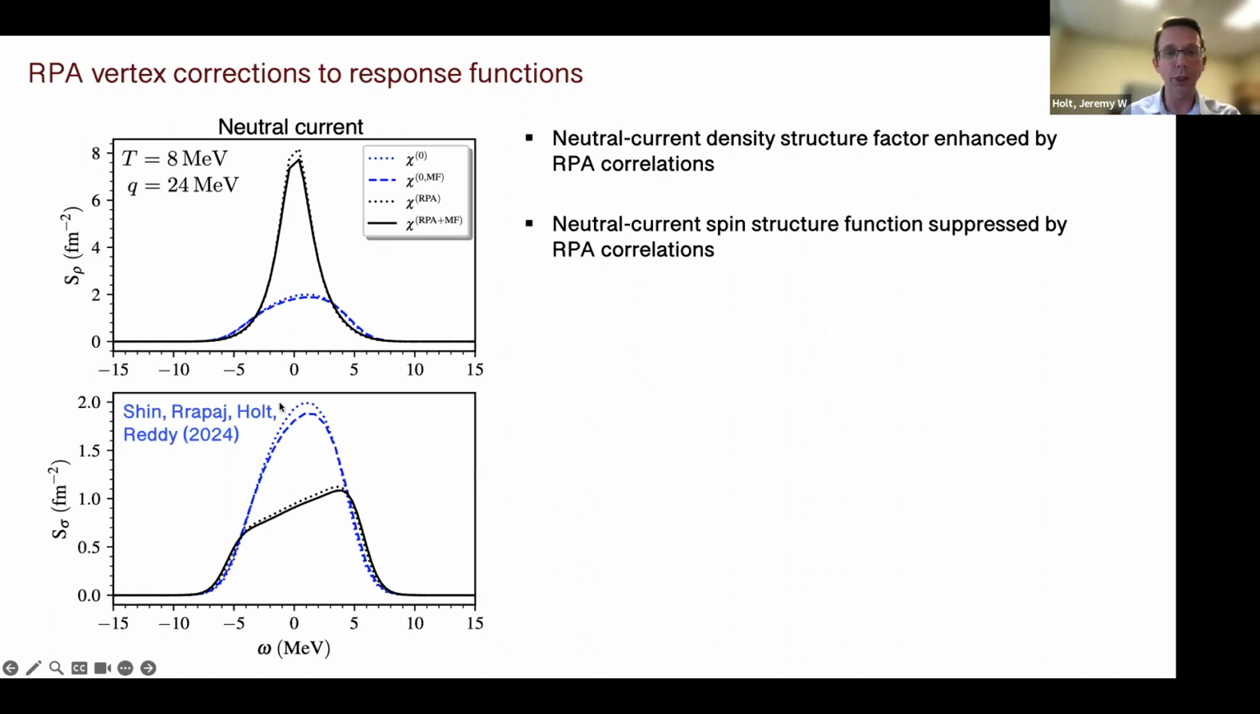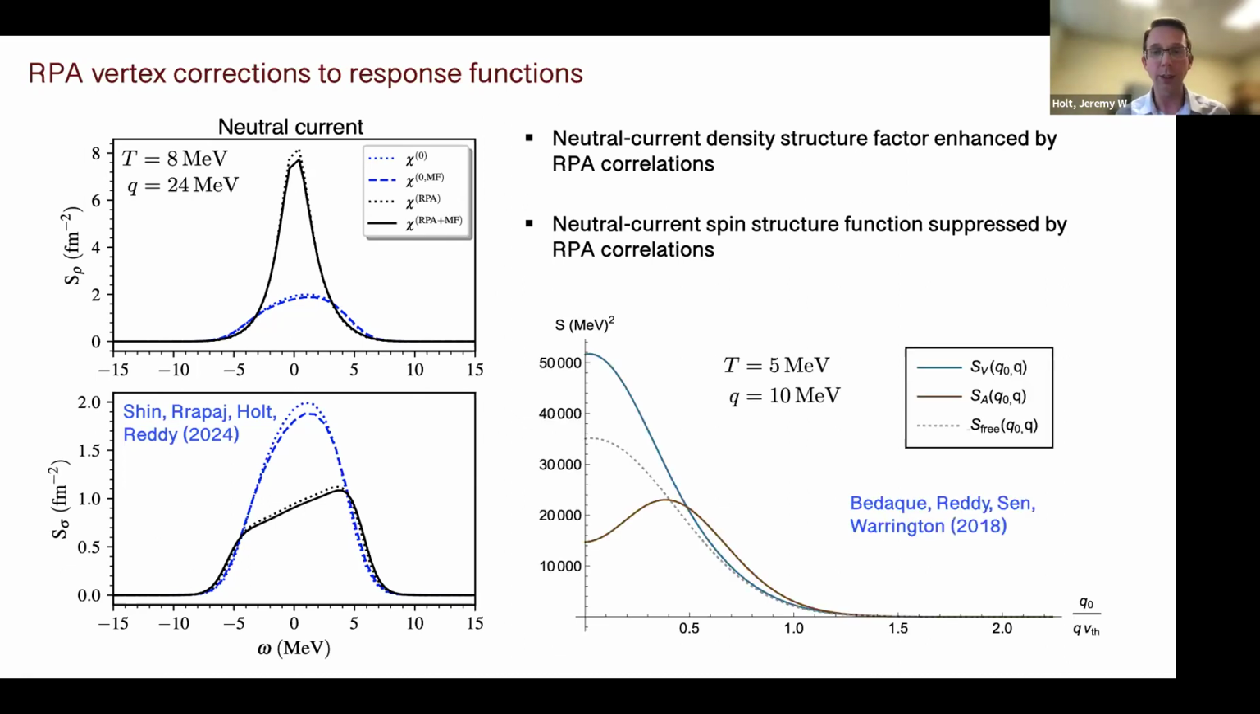This is for the neutral current channel. This is the density dynamic structure function, and this is the spin density dynamic structure function. We see that generically, under typical conditions for the neutrino sphere, the density structure function is enhanced from the blue up into the black when we include RPA correlations. And in the spin structure factor channel, we see that the spin response is reduced in this region. That actually agrees pretty well with some earlier work done with pseudopotentials with Paolo, Sanjay, Srinivasan, and Neil Warrington.